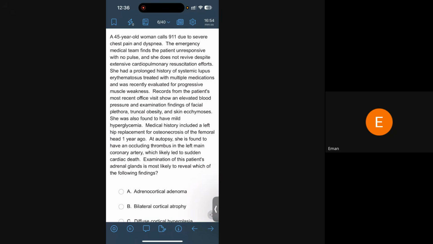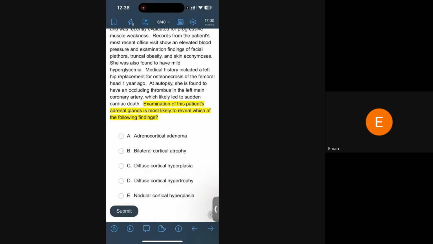On examination of this patient, adrenal glands are most likely to reveal which of the following findings? See the options.